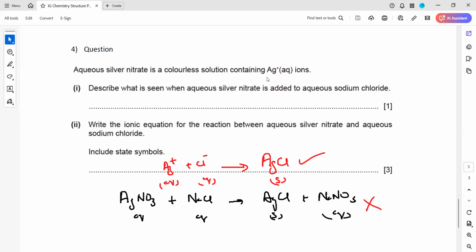So how will you know which ions to include? You always include the solid, liquid, or gas. There are two products, silver chloride and sodium nitrate. But silver chloride is solid and sodium nitrate is aqueous. So when we write an ionic equation, we write for the solid, liquid, or gas. That's why we write the ionic equation for silver chloride, not for sodium nitrate. It's soluble, or aqueous.